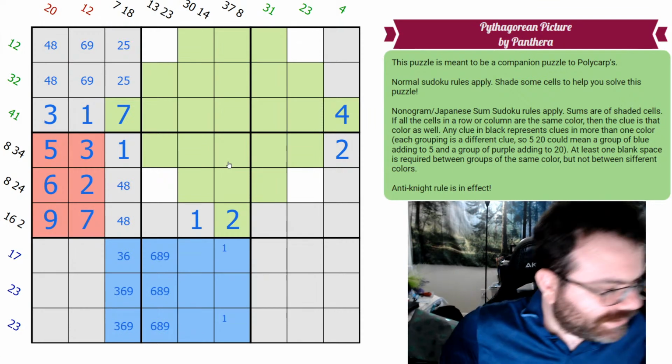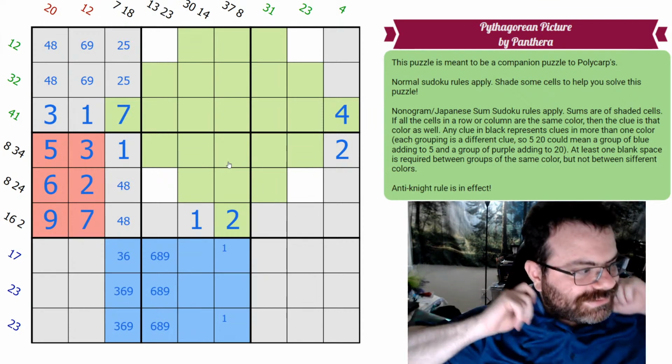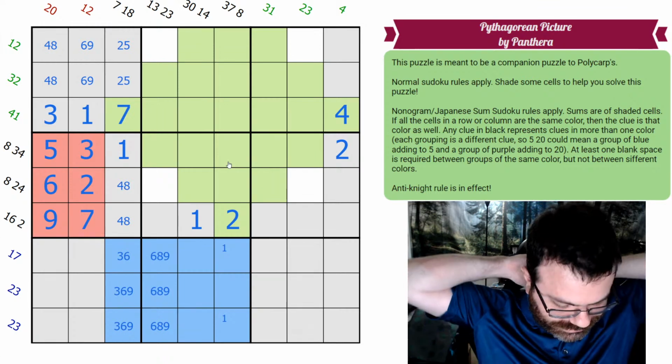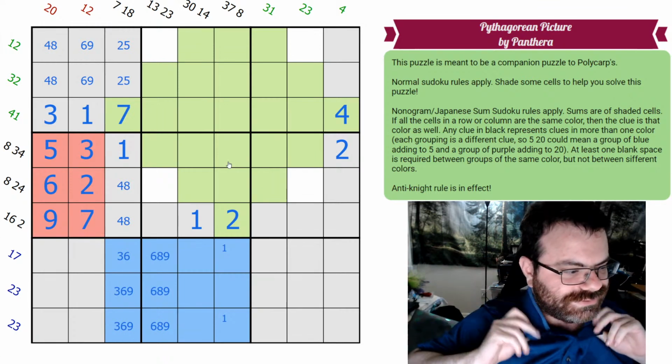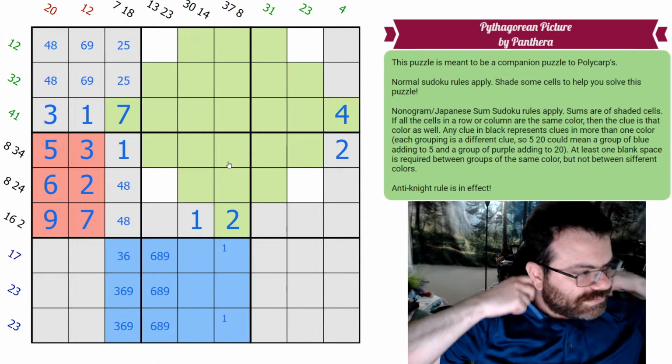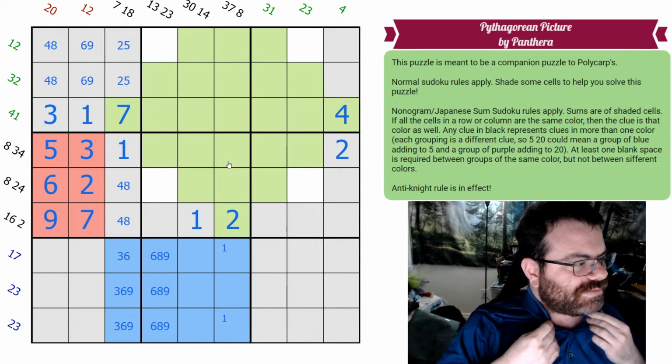Fix my what? Is it? Something wrong with my collar?